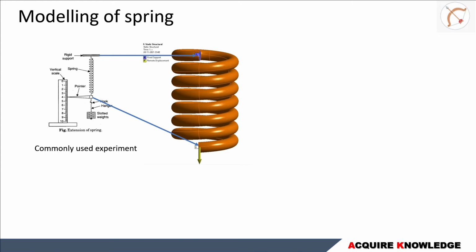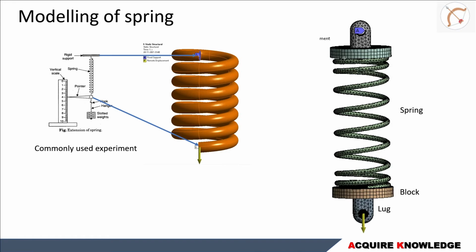The finite element method will perform better from a convergence point of view whenever we are working with a displacement controlled approach. Now, next is the simple spring definition. Suppose you have a spring, block, lug, everything is there, and we want to replace all the things by their equivalent stiffness.